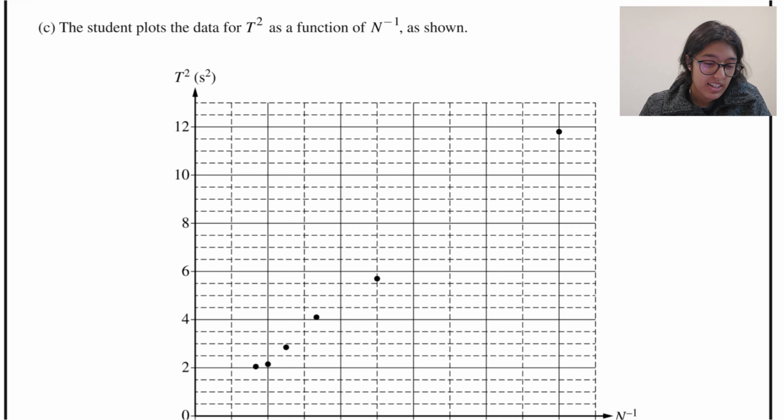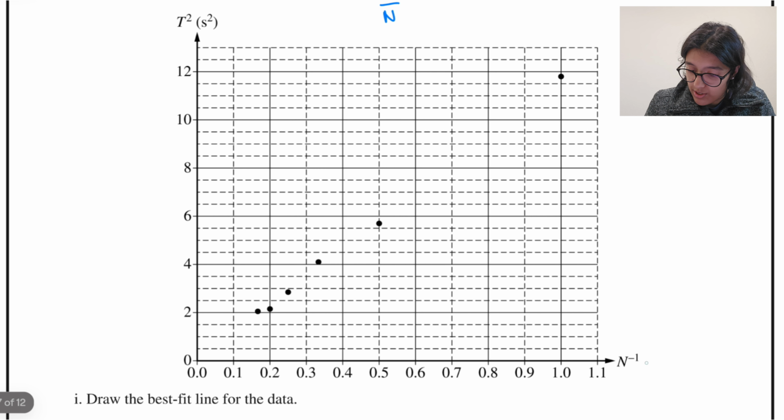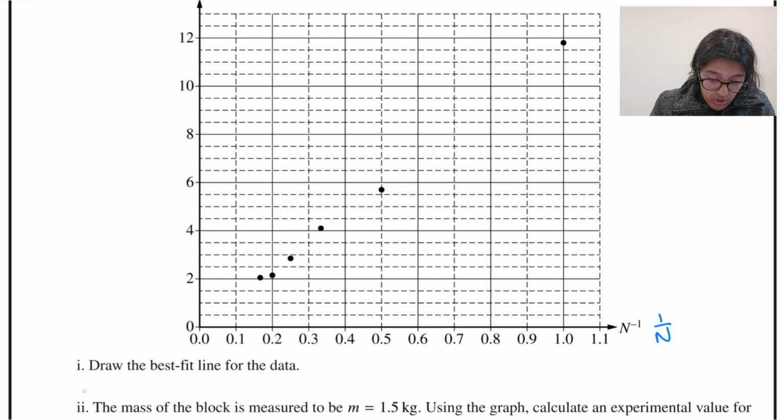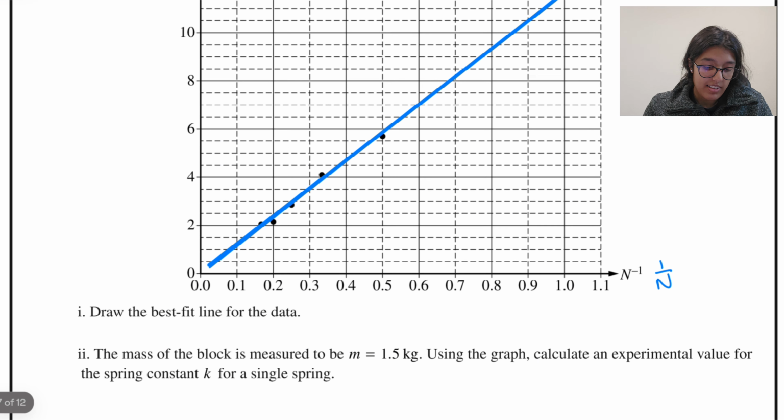All right, so part C says the student plots the data for T squared as a function of n to the power of minus 1 as shown. So this is basically 1 over n, right? Okay, so this is the graph. And part C, part 1 says draw the best fit line for the data. Okay, that's not too bad. I'm going to attempt to draw a best fit line of the data. So let's do something like that. All right, so that's our best fit line. And just like that, we're done with this part.